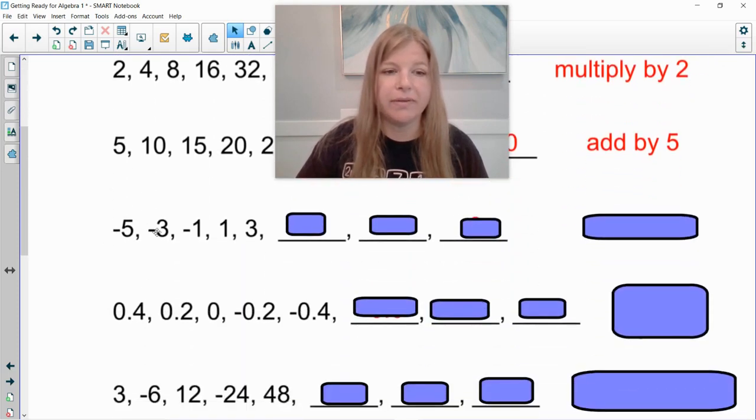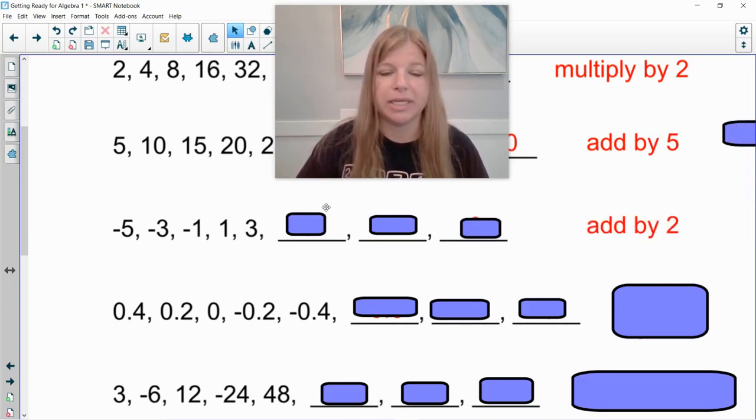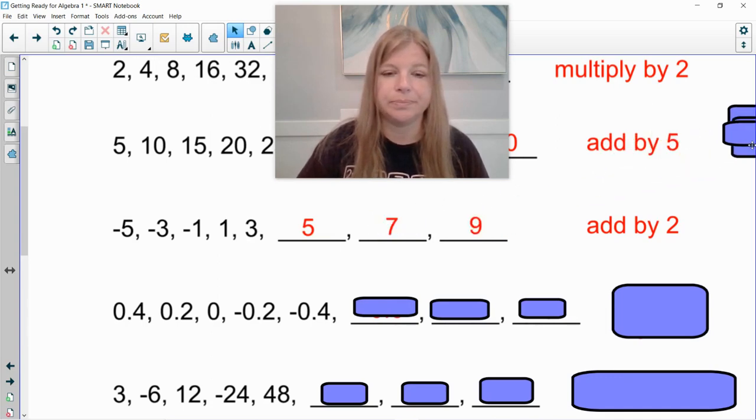Next one, -5, -3, -1, 1, 3. I can see that my values are increasing. I don't see any common multiplier that I'm multiplying each time, but I do see that these are definitely increasing by a value of 2. So I'm going to add 2 in this pattern. If I continue to add 2, my next terms would be 5, 7, and 9.